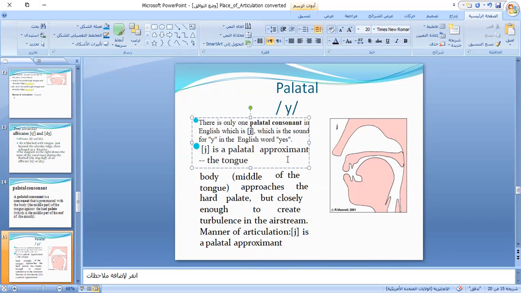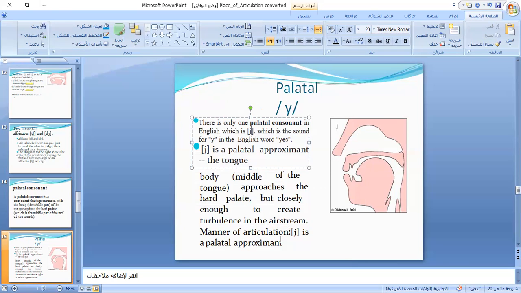Ya is a palatal approximant. You see, approximant. Air is not completely closed, as you see here in the picture. There is a passage between the tongue and the hard palate. You see, the body or the middle of the tongue approaches the hard palate to create turbulence in the air.